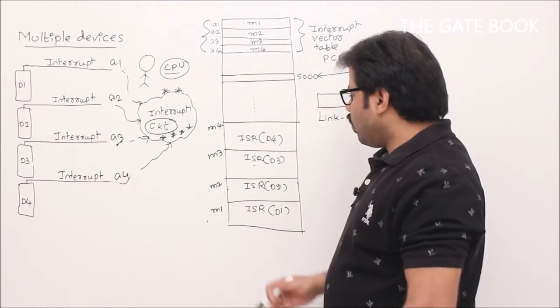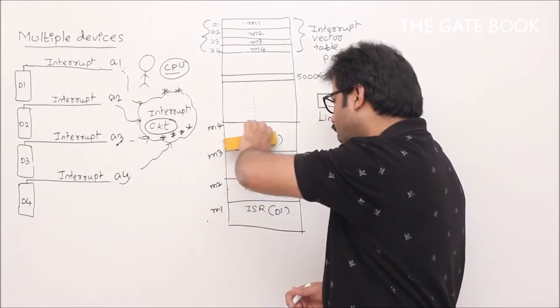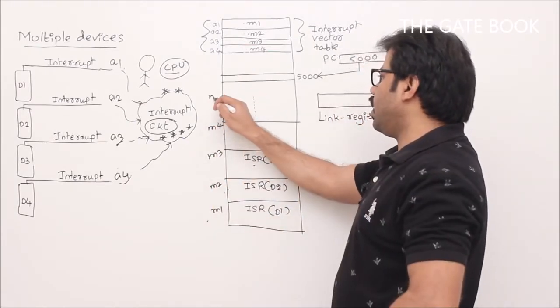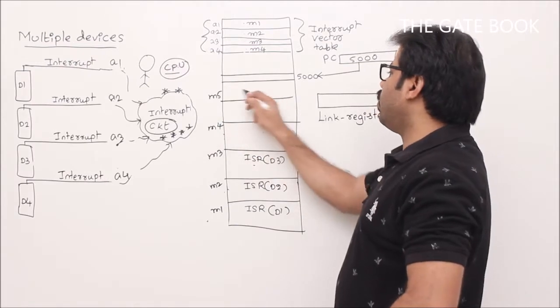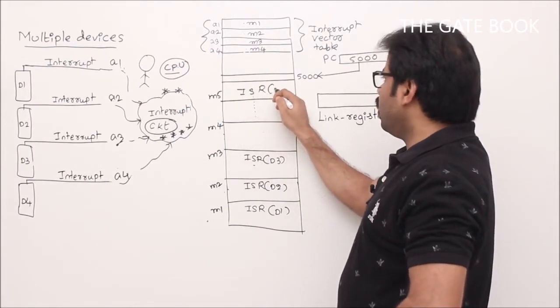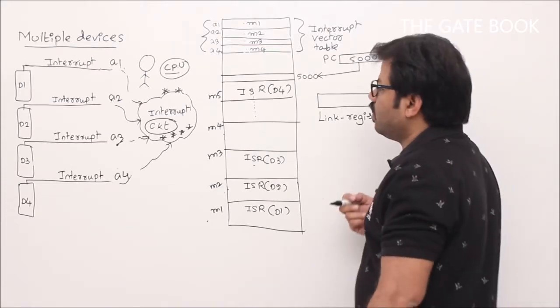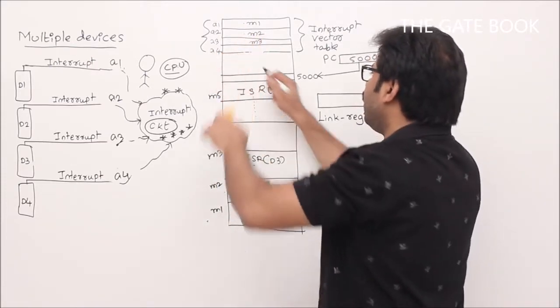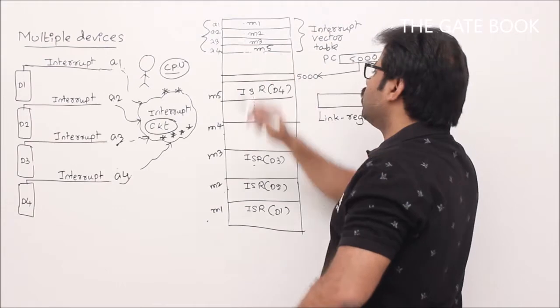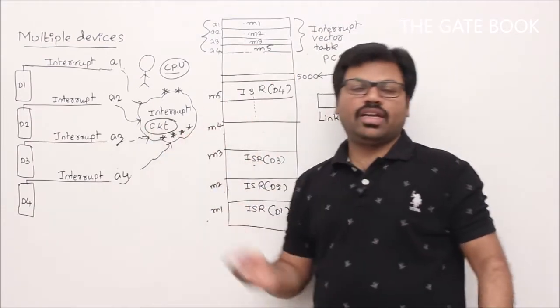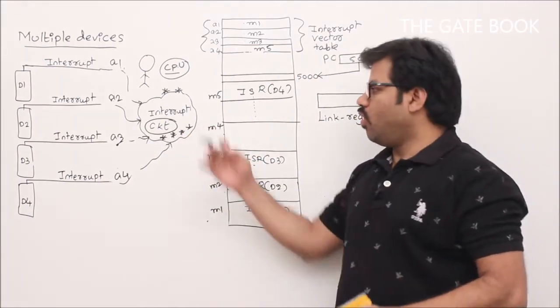Second thing, suddenly I want to change the interrupt service routine D4's address somewhere. I want to keep it here at M5. I want to write the interrupt service routine for D4 here, I want to move it. Then it's quite easy. Simply here I write M5, so that will be automatically adjusted, right? You get flexibility, whatever it is.